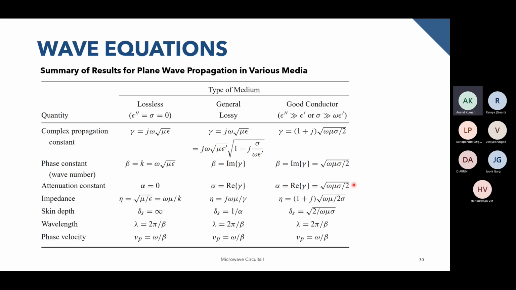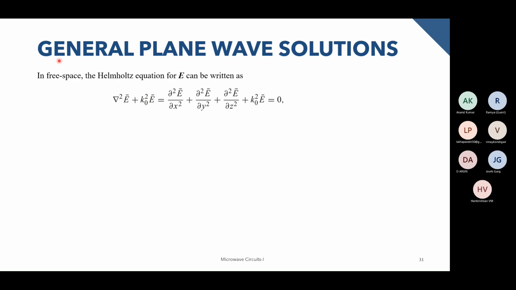Okay, so now we'll start looking at these general solutions to plane waves. In free space, the Helmholtz equation for electric field can be written as del squared E plus k naught squared E equals 0. And we can expand this.